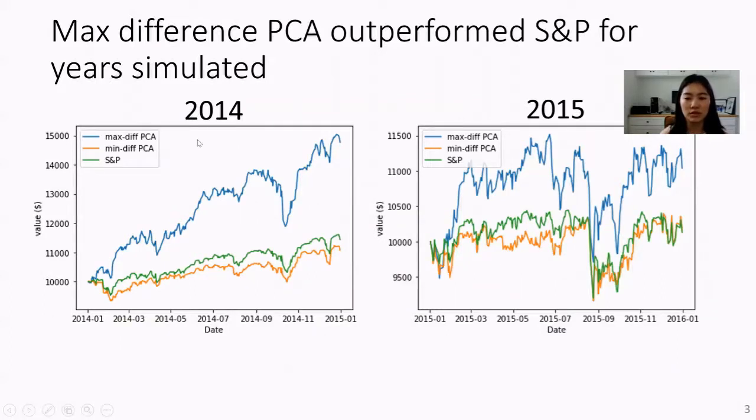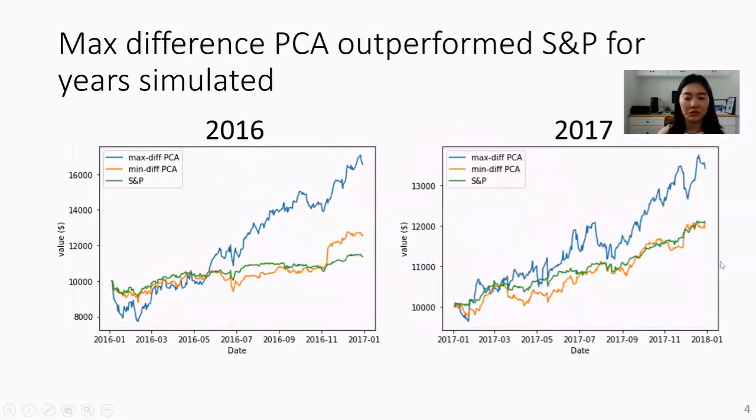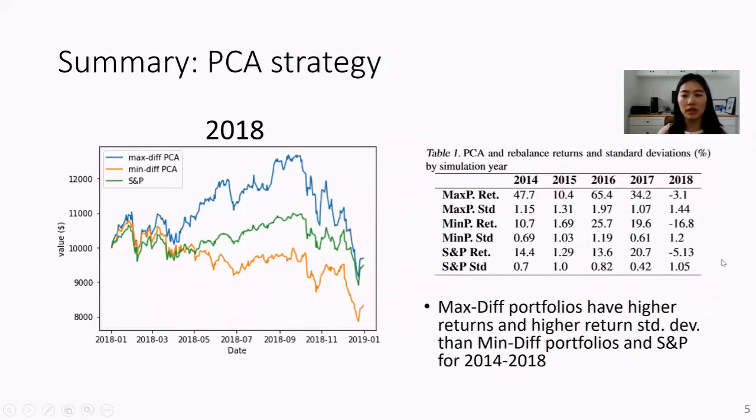For 2014, this is the simulation year, and the training data was from the year 2013, and so on. You can see the max difference portfolio outperformed the min difference portfolio and the S&P 500, and it also has higher volatility. This is true for these 2 years, also 2016, 2017, and 2018. Here we summarize the data. The standard deviation here is the standard deviation of daily returns for that portfolio in that simulation year. You can think of it as a proxy for volatility or risk. The max difference portfolio had higher returns and higher standard deviations than the min portfolio or the S&P. So this strategy can be used to select portfolios with higher returns and higher risk.